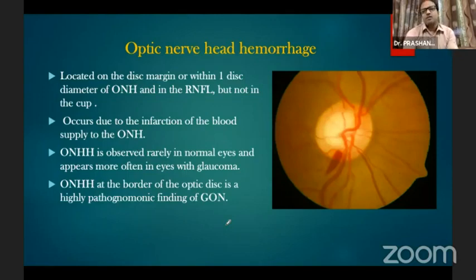Next finding is to examine the optic nerve head to find any hemorrhage. These hemorrhages are called Drance hemorrhages, which are present at the margin of the disc or one disc diameter away from the disc. It basically occurs because of infarct of the retinal nerve fiber layer. If you find a hemorrhage like this, it could be a case of normal tension glaucoma or primary open angle glaucoma, which is progressing.